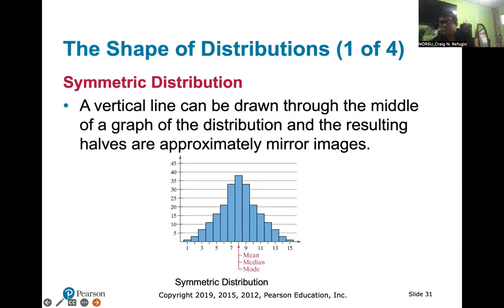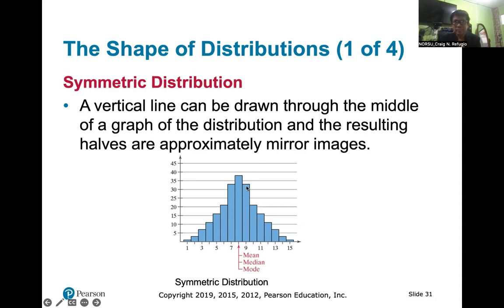Then we have the shape of the distribution. We are talking about skewed distributions. In video number 1 about measures of central tendency, I talked about skewed distributions, or the shape of distributions. So, symmetric distribution. Looking at the graph, a vertical line can be drawn through the middle of a graph of the distribution, and the resulting halves are approximately mirror images. From the center, the bars on both sides have symmetry.